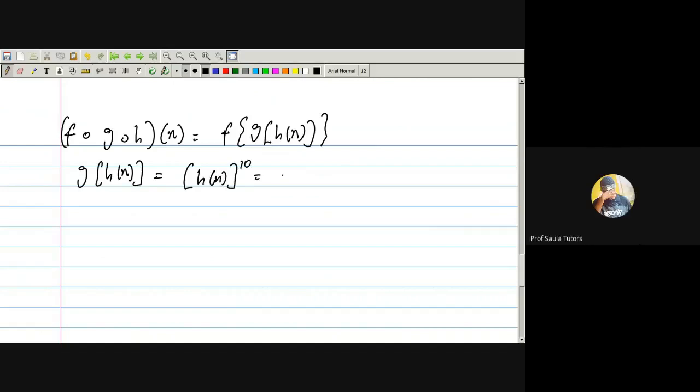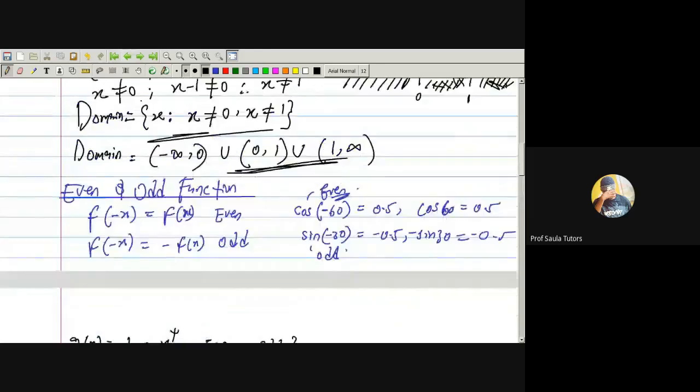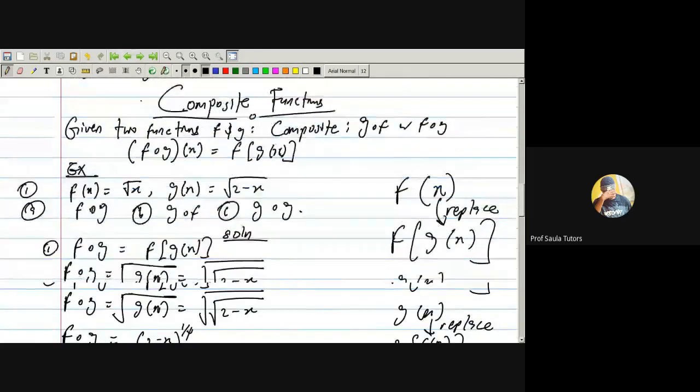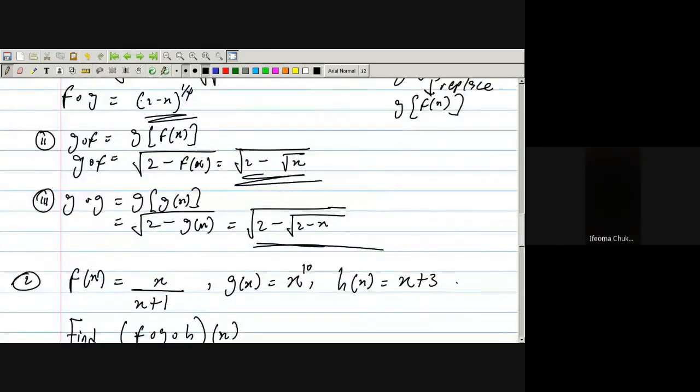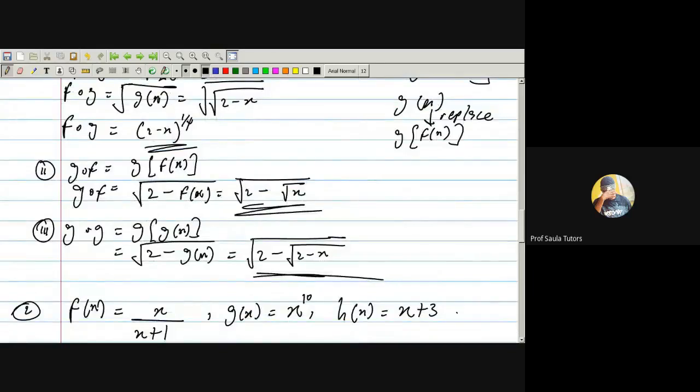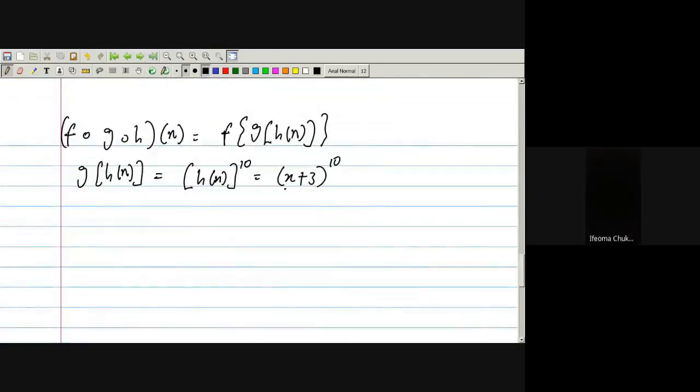So what's now my h of x? That's x plus 3. So that's x plus 3 to the power of what? 10. Exactly. x plus 3 to the power 10. Yeah, that's correct. Now, no, that's not our answer yet. Sorry. Now we have done that.